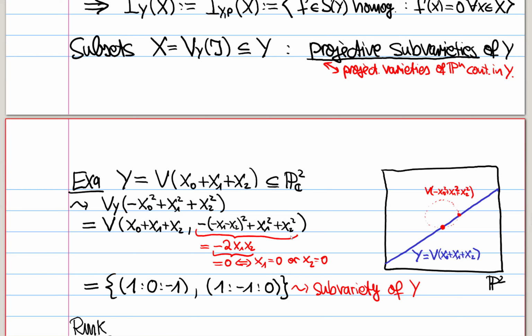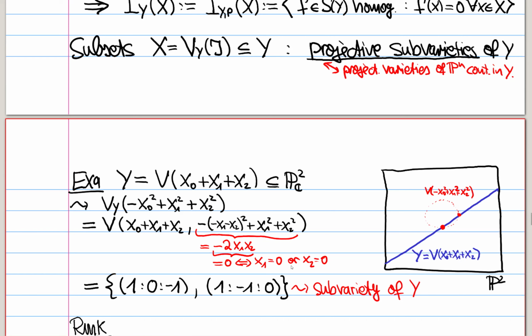And then this relative vanishing locus is the vanishing locus in the entire P2 where the first equation vanishes and then this extra equation. And then we can use the first equation to eliminate the variable x0, right? It's minus x1 minus x2. So we plug this in, and then we can expand this by the binomial formula, and we get minus 2x1x2. And this is 0 if and only if x1 is 0 or x2 is 0. Since we're working over the complex numbers, we don't have characteristic 2. And so we have simplified the solution set.